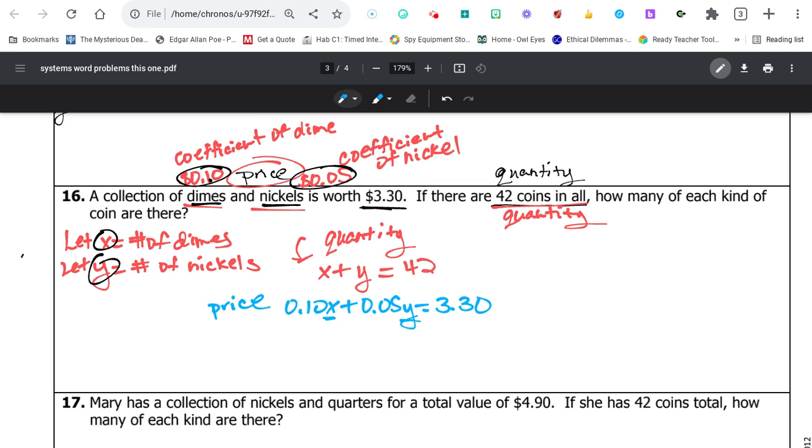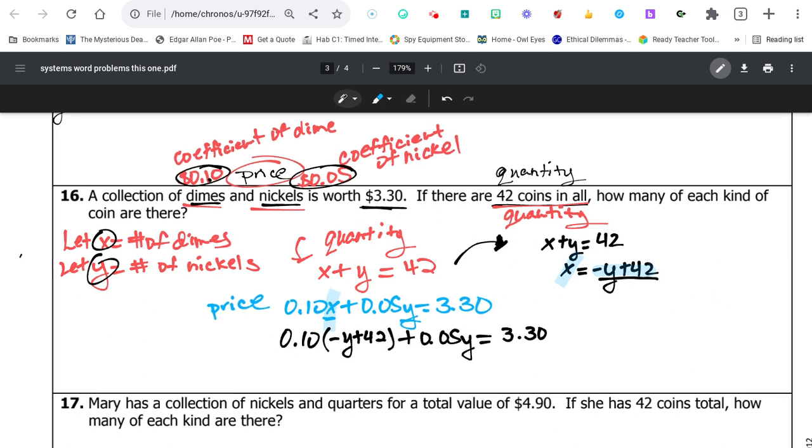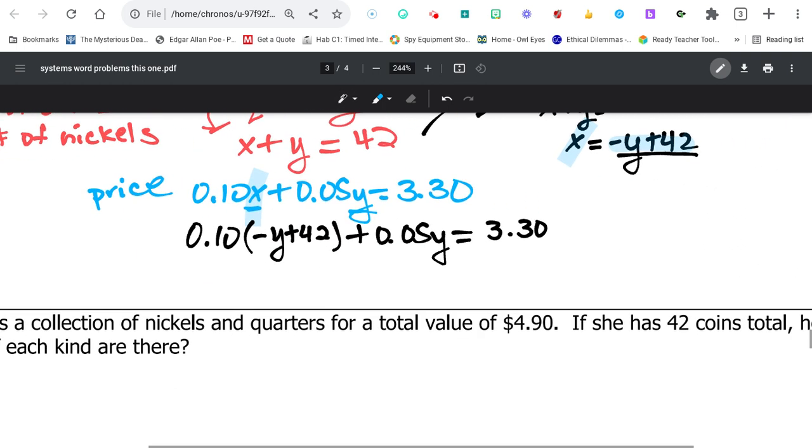All right, let's use substitution. So X plus Y equals 42. I'm going to write X equals negative Y plus 42 because I'm going to subtract Y from both sides. So here I know that this is going to replace X right there. So let's go here and replace X. 10 cents times X, X changes to negative Y plus 42, and I'm going to run out of room again, plus a nickel times Y equals $3.30.